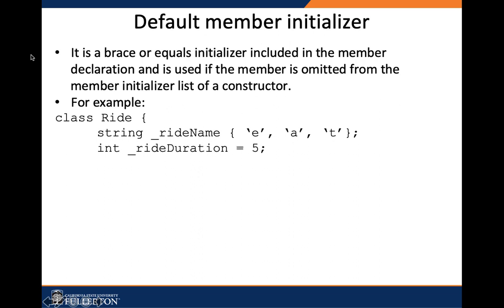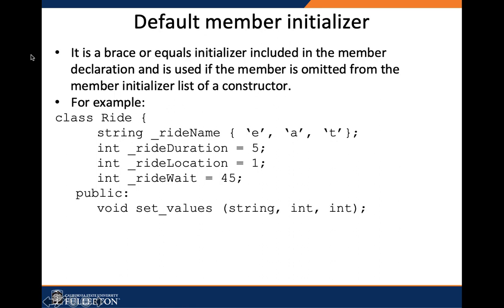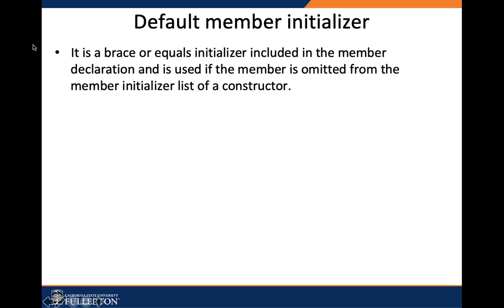We have duration equal 5, location equal 1, write weight equal 45. And then we have function members, which are of type public. A default member initializer is a brace or equals initializer included in the member declaration, and it's used if the member is omitted from the member initialization list of a constructor.